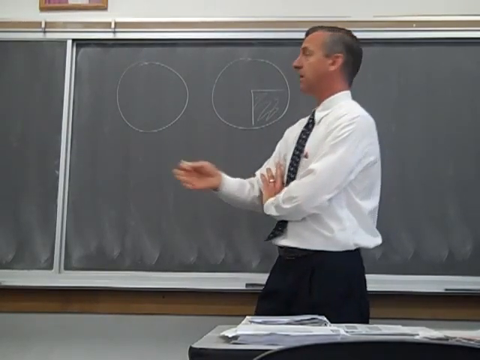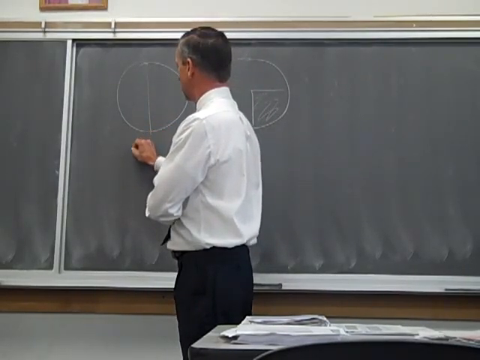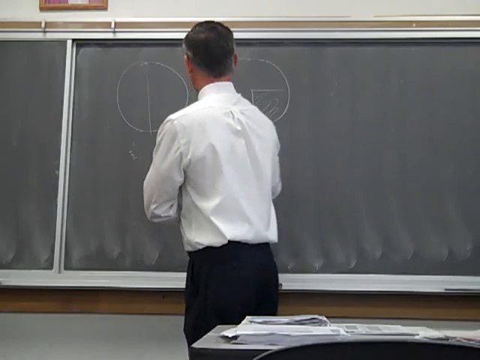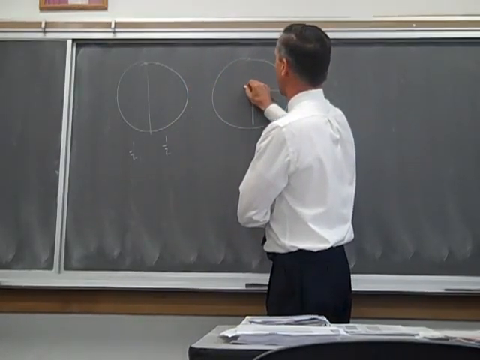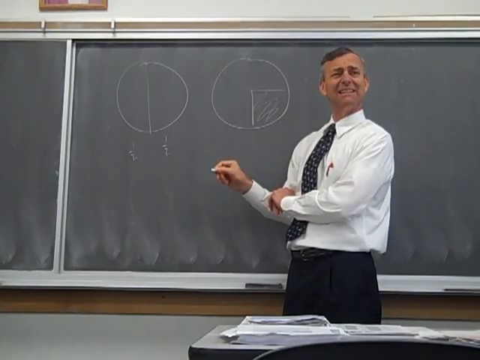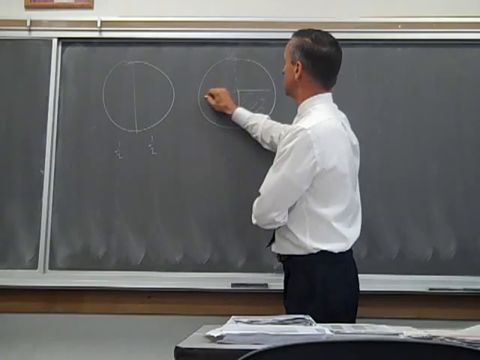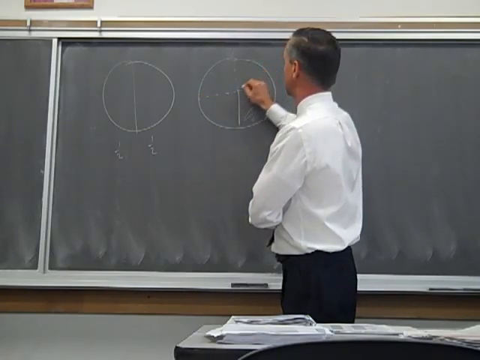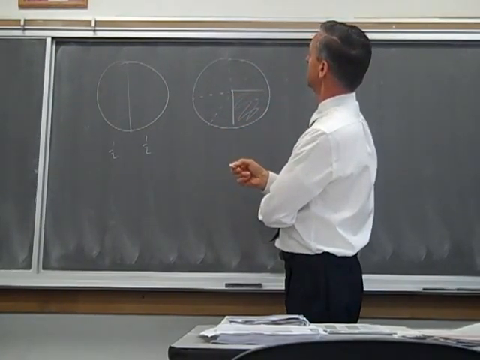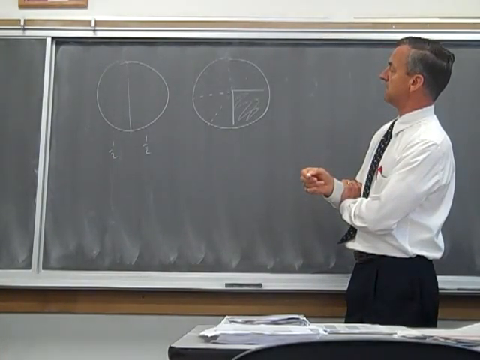Oh, it's easy to tell. They'd each get half of this, right? So they'd each get a half here, and then they'd each get half of the thirds. How much is that? You've got 1. 3.